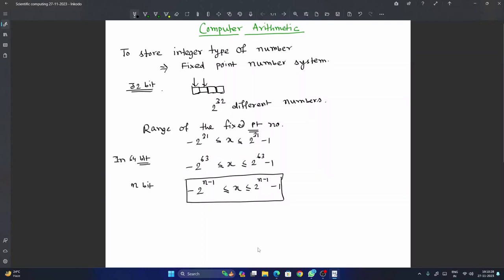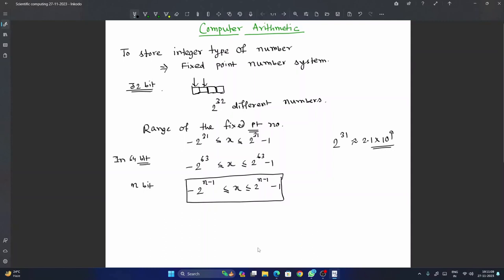But the problem is, if you take 2 to the power 31, I think it is near about 2.1 into 10 to the power 9. So it is not a very large number that you can store in a machine, and that's a problem. So in this fixed point number system you have limitations. If you want a larger number than that, you can't use a 32-bit machine. You can bring a 64-bit machine or more to store the number, but it is also not sufficient.